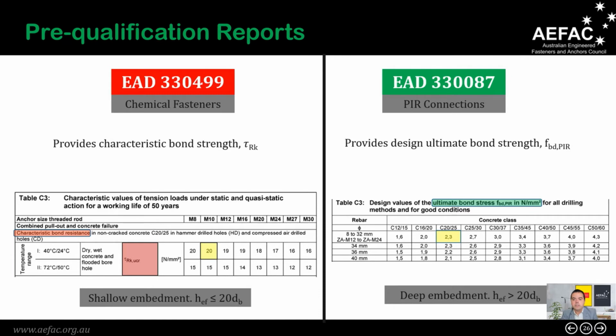FBDPIR. These two ETAs are for the same chemical but for different applications. As you might have noticed, these FBDPIR values on your right-hand side are significantly smaller than tau RK. Let's look at one example. I have highlighted the bond strength for M10 anchors for 20 megapascal concrete. If you are using the anchor model, the bond strength of 20 megapascal can be used to calculate the pull-out capacity. In the rebar model, FBDPIR is limited to 2.3 megapascal. So the difference is very large, almost 10 times.